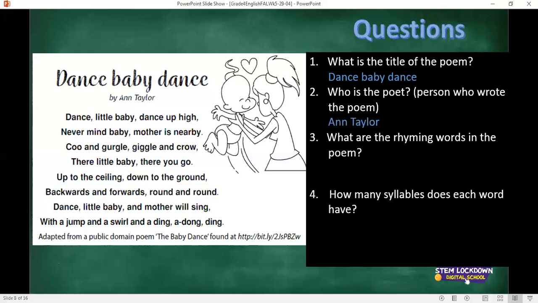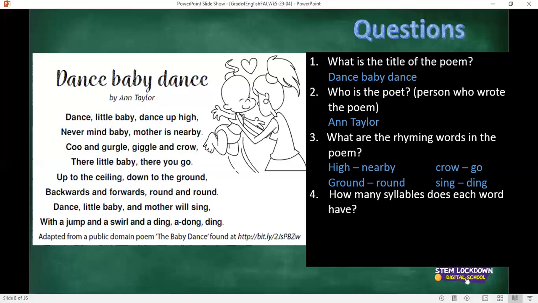Number 3, what were the rhyming words? Remember, they come in pairs. They come in twos. So we've got high, nearby, crow, go, ground, round, sing, ding. Okay, so those are my rhyming pairs.